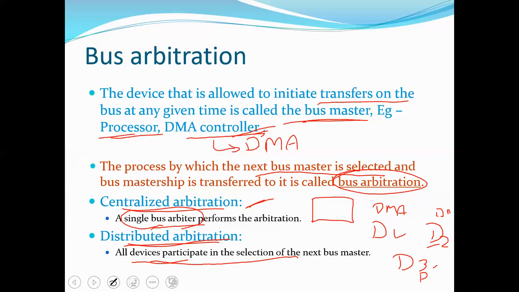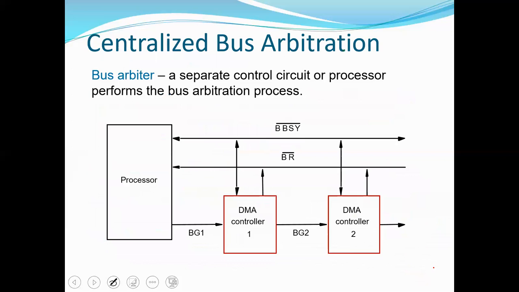We'll see centralized arbitration first. Here, the bus arbiter. In this example, the processor is considered as the bus arbiter. You saw in the previous diagram the priority arbiter within the processor. Similarly, there is a bus arbiter within the processor. It can be a separate control unit or within the processor, which gives the authority to the bus requesting device.